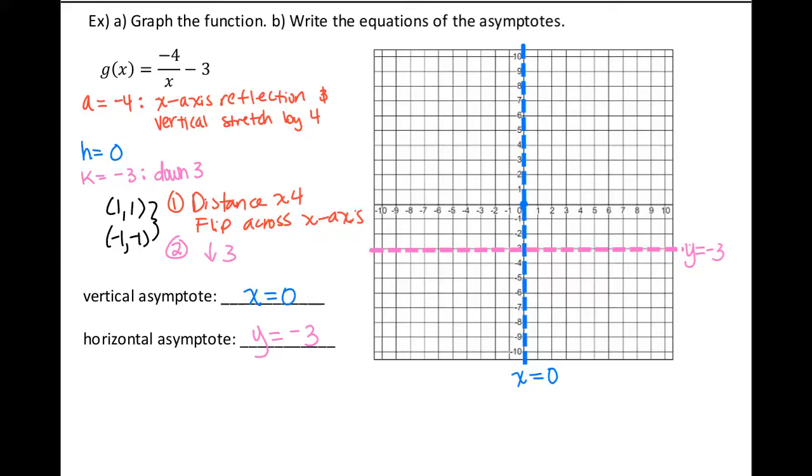Okay, so take the coordinate point (1, 1). Take the distance and multiply by 4. So 1 times 4 gives you 4. And then I go across the x-axis. It was a positive 4, so it's going to move down to negative 4. And then from the -4, I go down 3 units. So 1, 2, 3. You should end up at (1, -7).